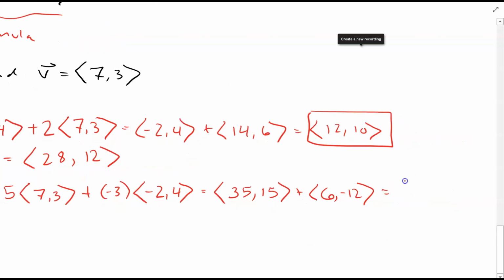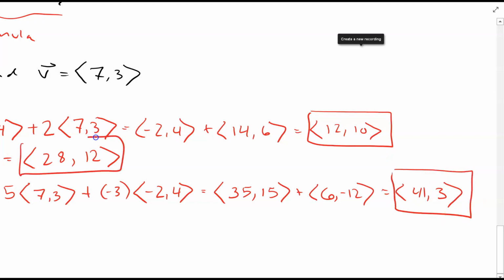Then I just need to add these two vectors together. So 35 plus 6 is 41. And 15 plus negative 12 is 3. Everybody feel okay there? Okay.